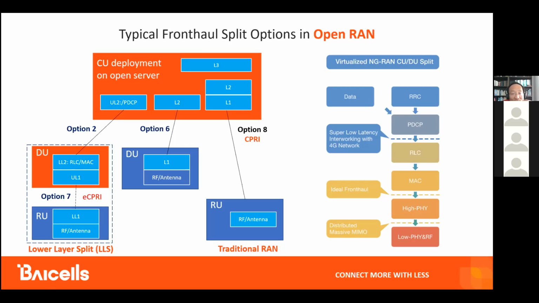Another thing I would like to introduce is the interface between the radio unit and the distributed unit. In option 8, the interface is defined as CPRI, the Common Public Radio Interface. This is a traditional fiber interface that transports the radio signals between the baseband and the radio unit. This is a legacy technology.